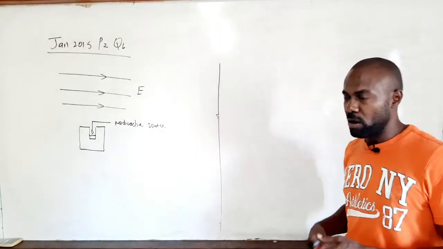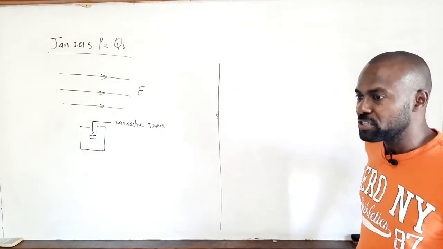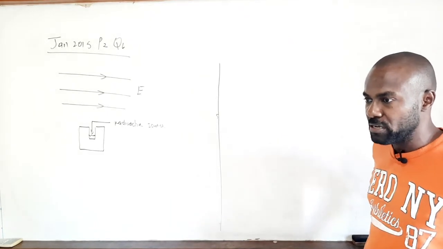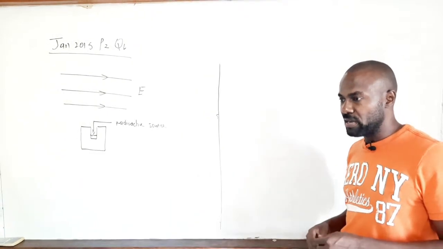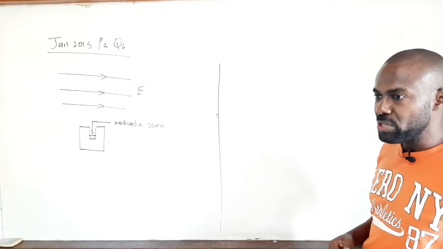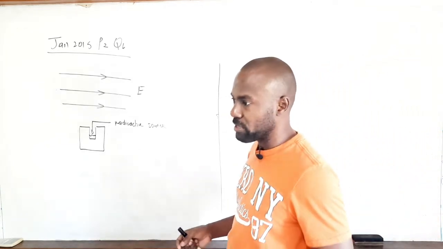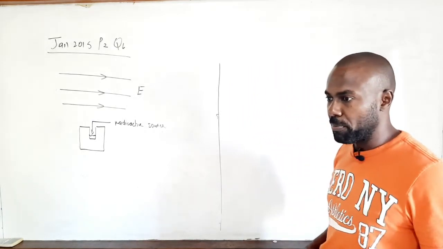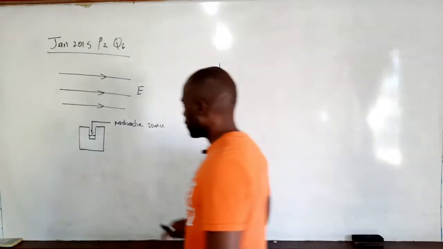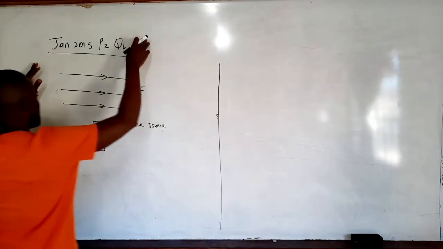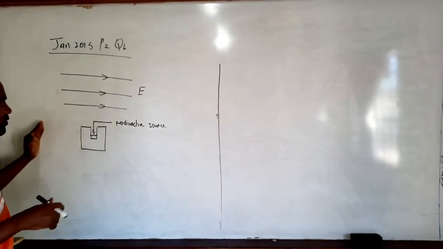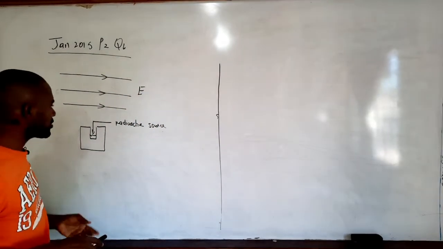So part 1 of A goes on to tell us, describe the path of each of the three emissions, alpha, beta, and gamma, when subjected to a uniform electric field from left if the emissions are projected up towards the top of your page. So let's imagine that this is the top of our page. This is our electric field, and we have our radioactive source.